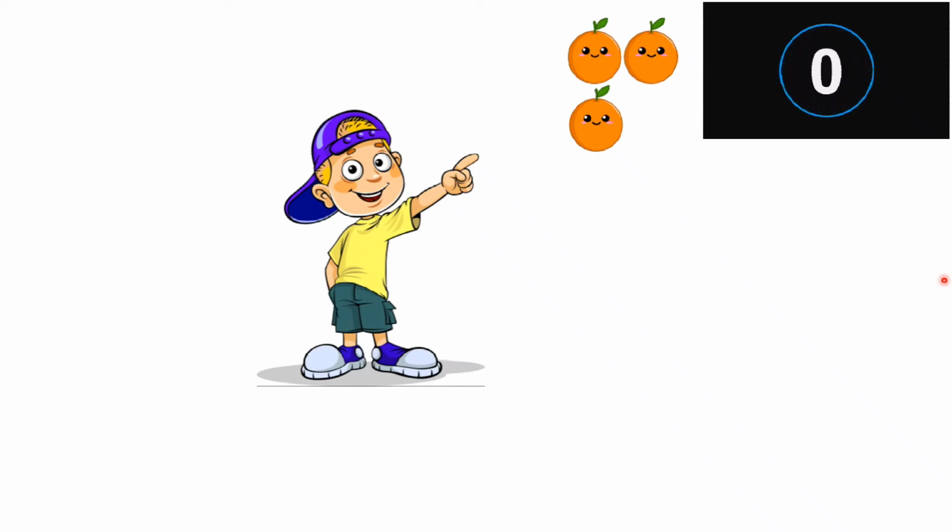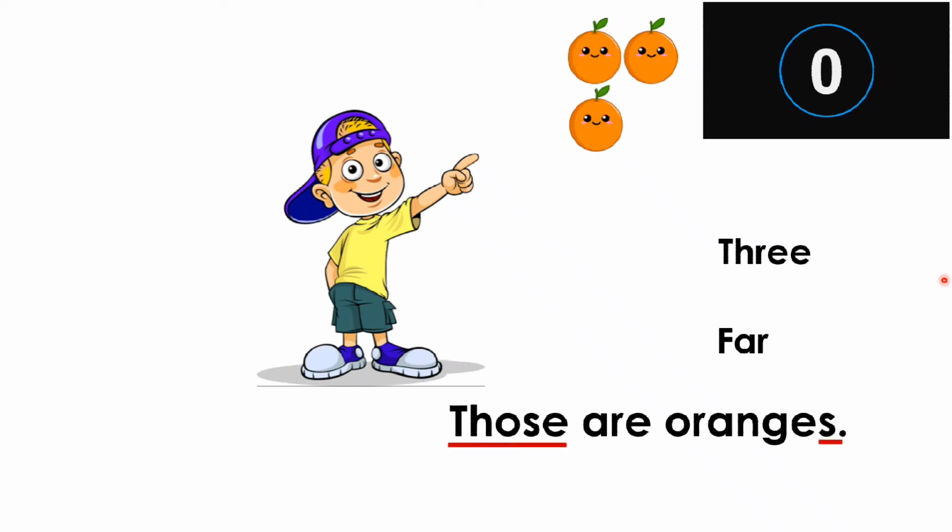Time's up. So how many oranges are there? There are 3 and it's far from you. So, what is your sentence? If your answer is, those are oranges, then you're correct. You are referring to 3 oranges, so you use those and it's far. Next example. Timer starts now.